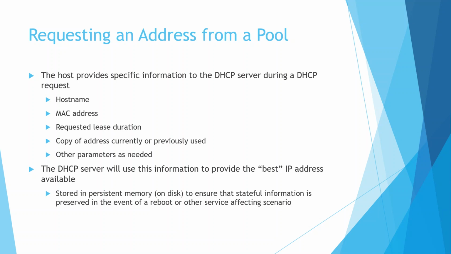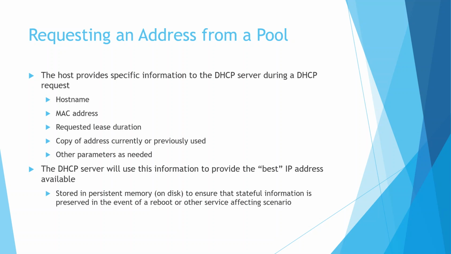So the DHCP server is going to try to pick the best IP address possible for that particular host. Based on some of the information that we've provided in the DHCP request, that's what the DHCP server is going to use to give us the best IP address possible.